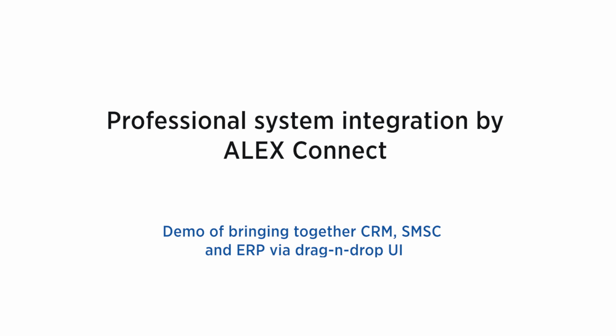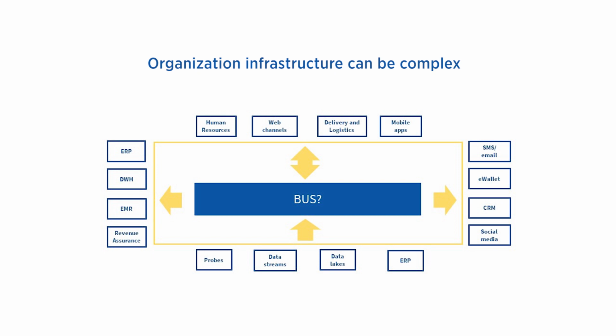The video showcases how easy it is to implement a system integration scenario with the Alex Connect product. Organizations usually have an infrastructure comprising multiple systems that communicate via various protocols. Introducing new flows and communications within such an infrastructure can become a hard problem to solve, but it can become a trivial one with Alex Connect.